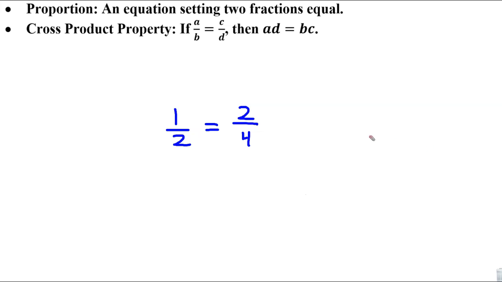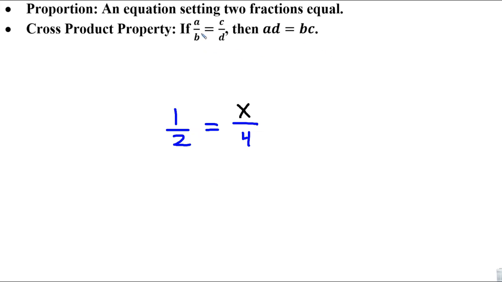And what we'll look at doing is throwing a variable in. So instead of 2/4, we could say x over 4. And then what I want to do is solve that proportion for x, figure out what makes both sides of this equation true, or in other words, what makes both fractions equal. To do that, we're going to use something called the cross product property.